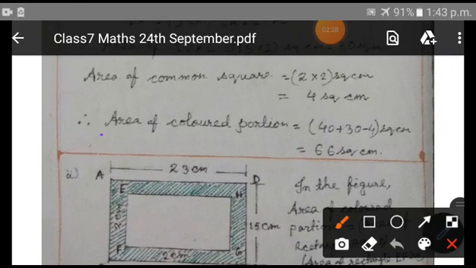So you are writing area of colored portion equals to, you are adding both the areas of rectangles, that means the area of the horizontal rectangle as well as the area of the vertical rectangle. Then subtract the area of the common square. So we are getting 40 plus 30, that is 70. So 70 minus 4, that is 66 square centimeter.